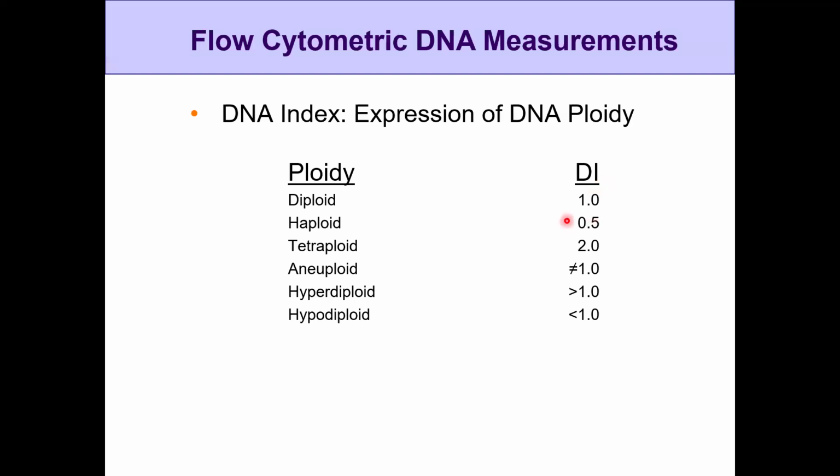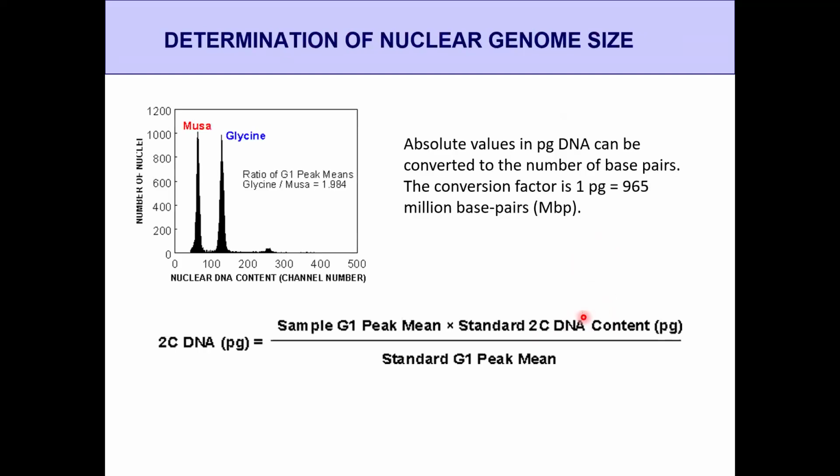They tell that if the DNA index is 1, it is diploid. If it's haploid, then it's 0.5. If it's tetraploid, then it's 2. If it's aneuploid, it will never be 1. Hyperploid is more than 1. Hypoploid, less than 1. Okay.